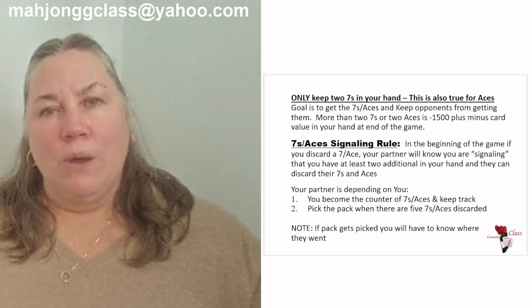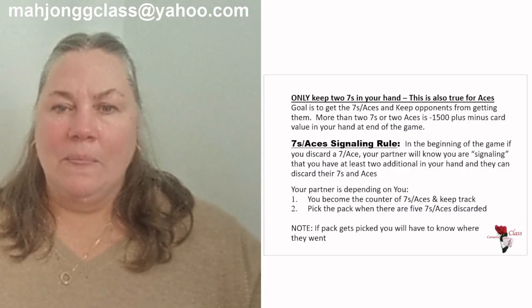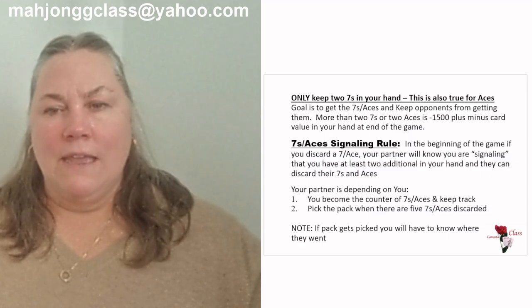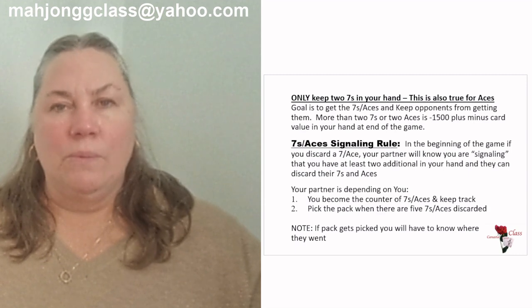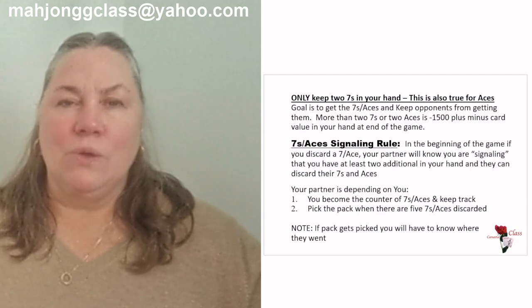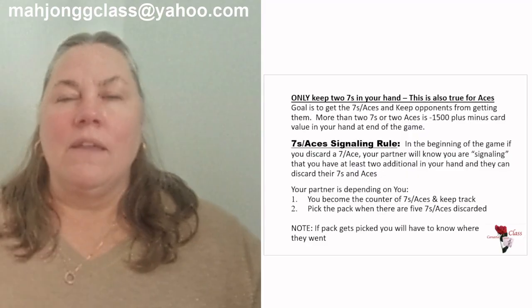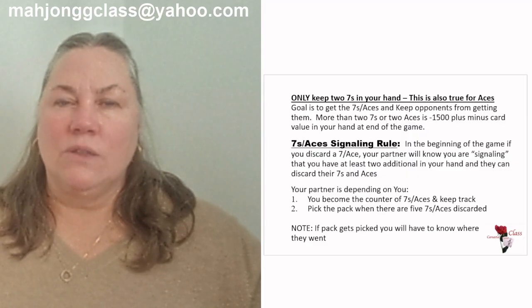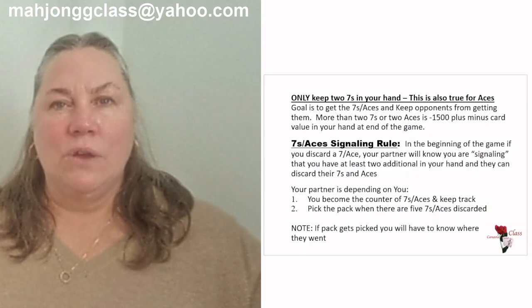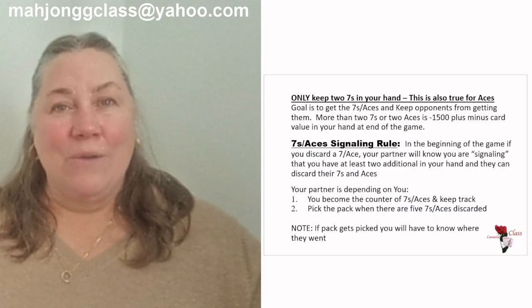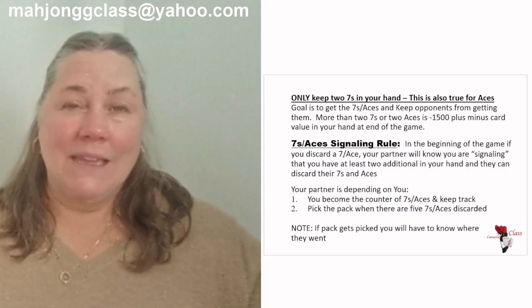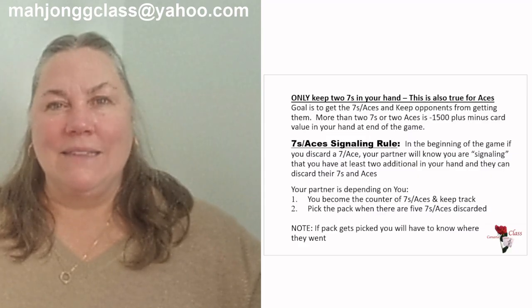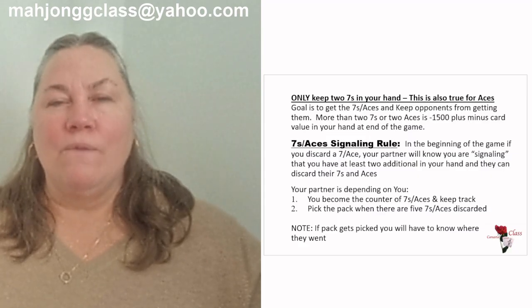Please be sure to become a good counter of them in the tray. When there are 5 7s, or if you're the keeper of aces, 5 aces in the discard pile, you will pick the pack and you will get 7 because you have 2 in your hand and 5 in the discard tray. Please note the counting restarts when the pack gets picked. You have to know where all the 7s went. Did they go into your partner's hand? Well, then you don't have to be the keeper of the 7s anymore. Your partner has them. Or did they go into your opponent's hand? And as I mentioned, this holds true for aces.